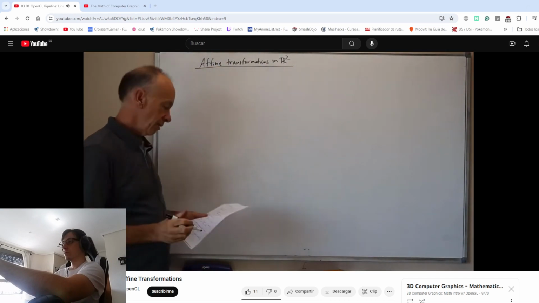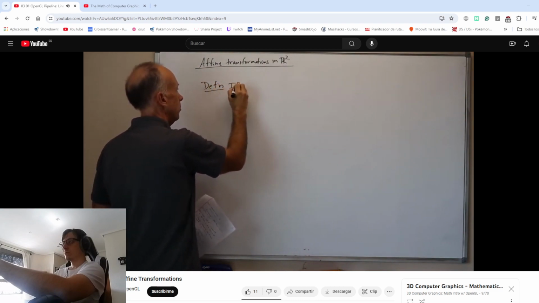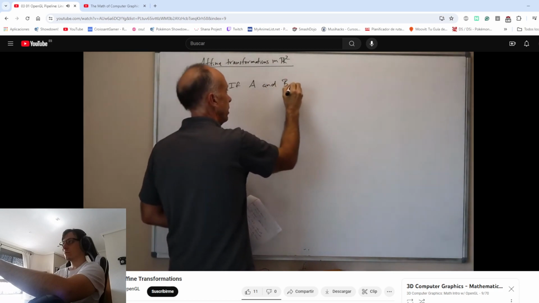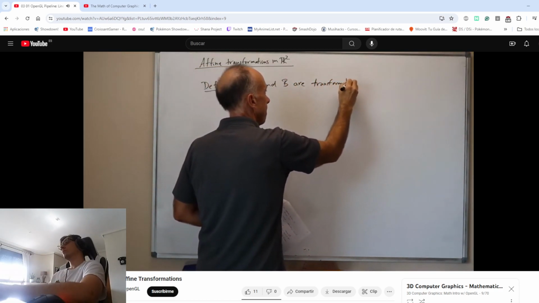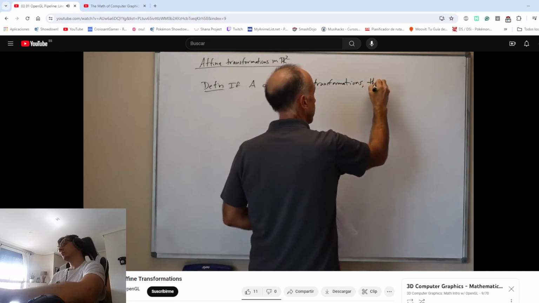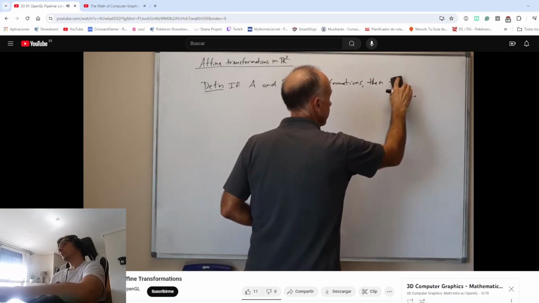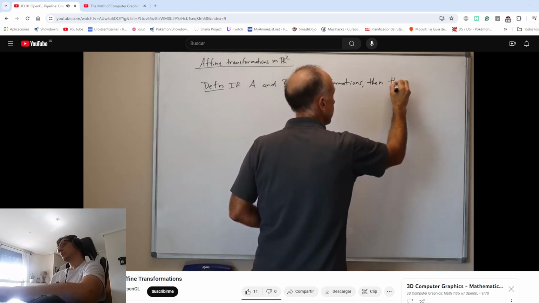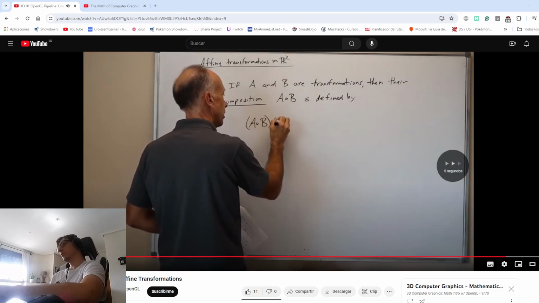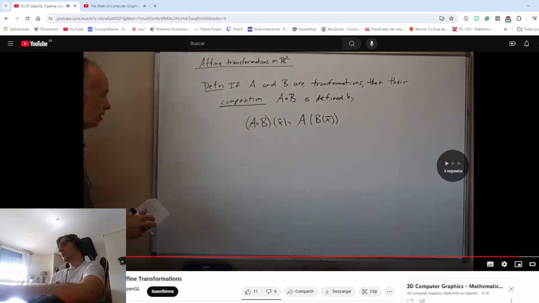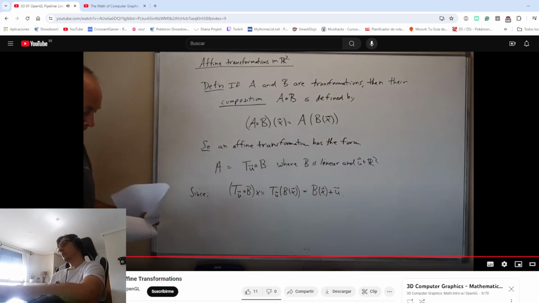So as one final definition, let's talk about the composition of two mappings. This is the usual definition of composition of functions. If A and B are transformations, then their composition takes x to B of x, then computes A of that.